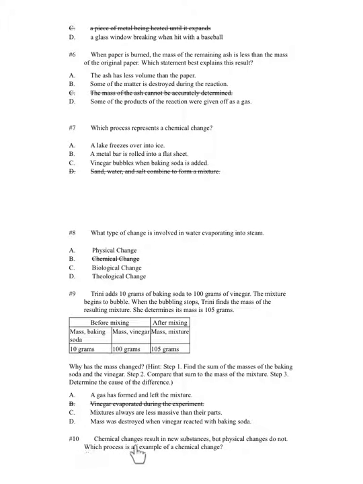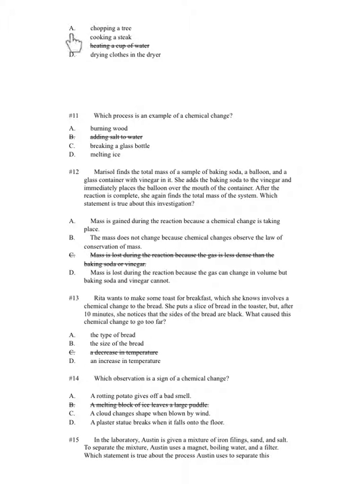Number 10. Chemical changes result in new substances, but physical changes do not. Which process is an example of a chemical change? A. Chopping a tree. B. Cooking a steak. C. Heating a cup of water. D. Drying clothes in a clothes dryer. Number 11. Which process is an example of a chemical change? A. Burning wood. B. Adding salt to water. C. Breaking a glass bottle. D. Melting ice.